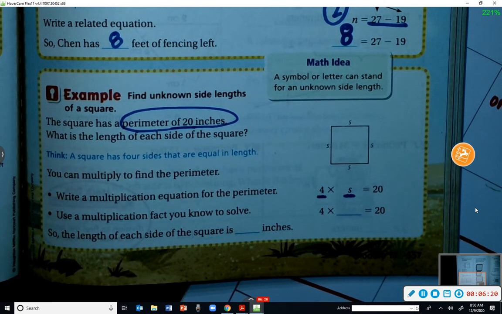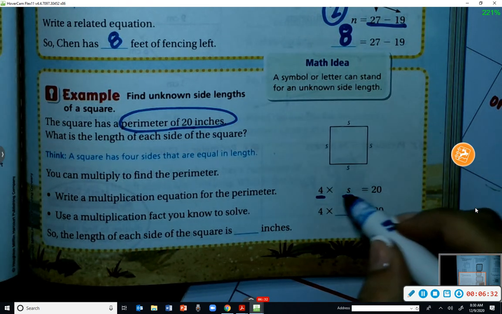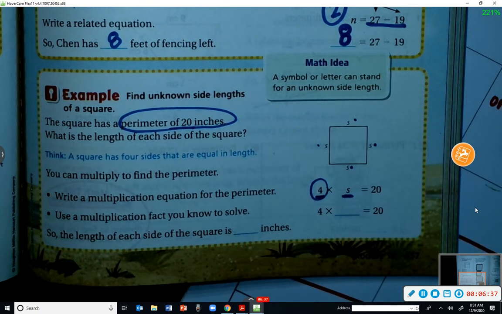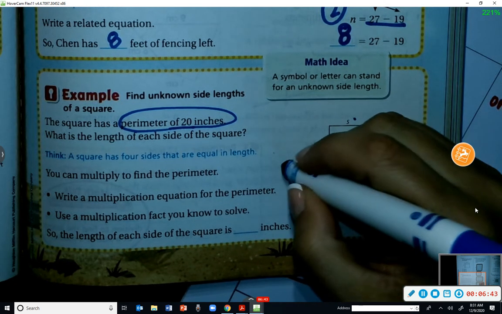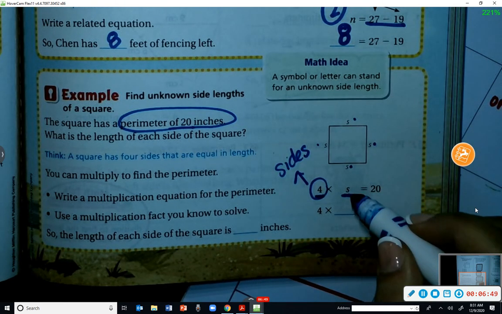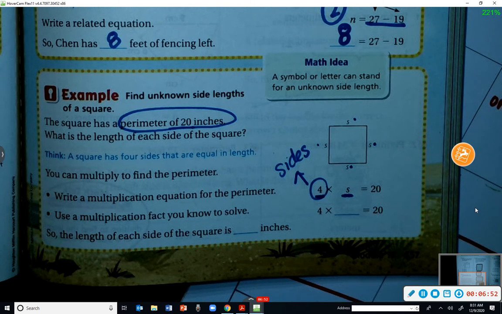So why am I using the number 4, though? Kelsey? Okay, but if I'm doing 4 times S, these are my S's, where is the 4 coming from? Allie? From the sides. Good, there's 4 sides. So 4 sides times some number, and it has to be the same number, would give me 20. So what number times 4 would give me 20? Aaliyah, you know? 5. Good.